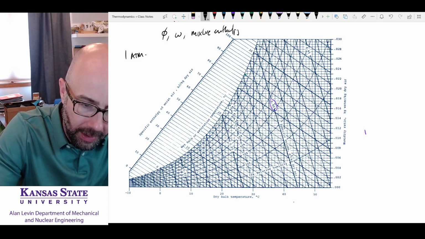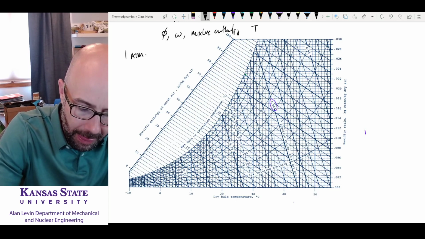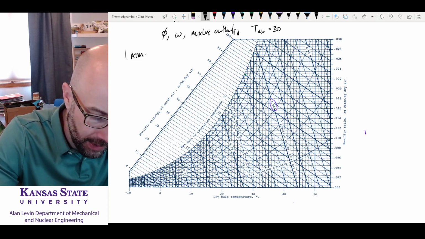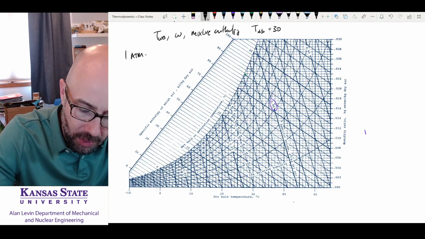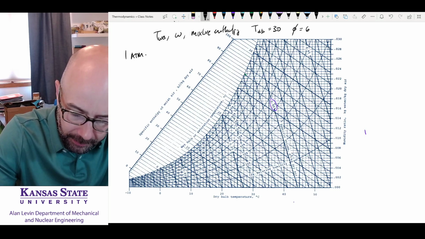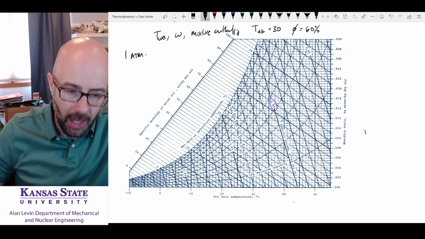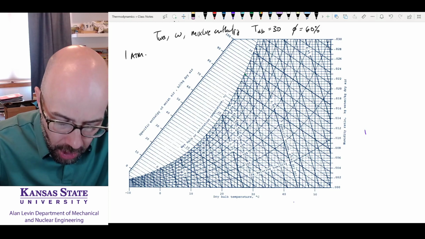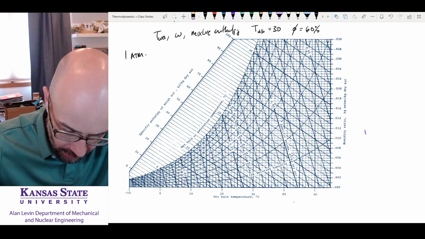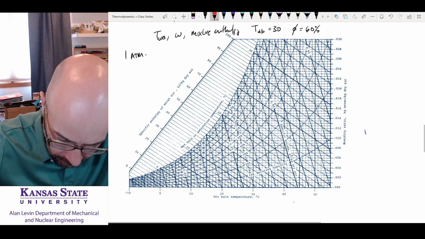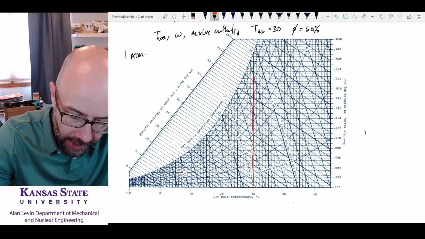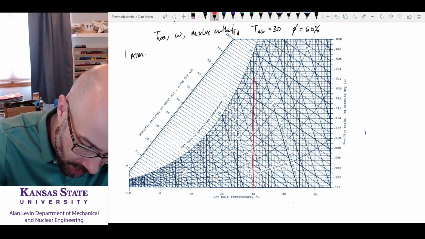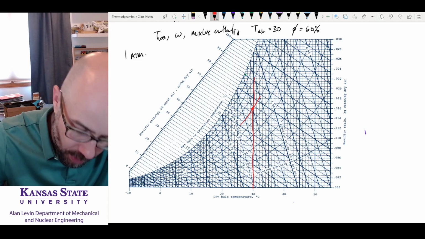The dry bulb temperature is equal to 30 degrees. Let me find something here. I want to find the wet bulb temperature, not the relative humidity, and the relative humidity is equal to 60%. So dry bulb, 30: we're going to be somewhere on this line. The relative humidity is 60, somewhere on this curved line, and here's where we intersect. That's what we're going to read off.